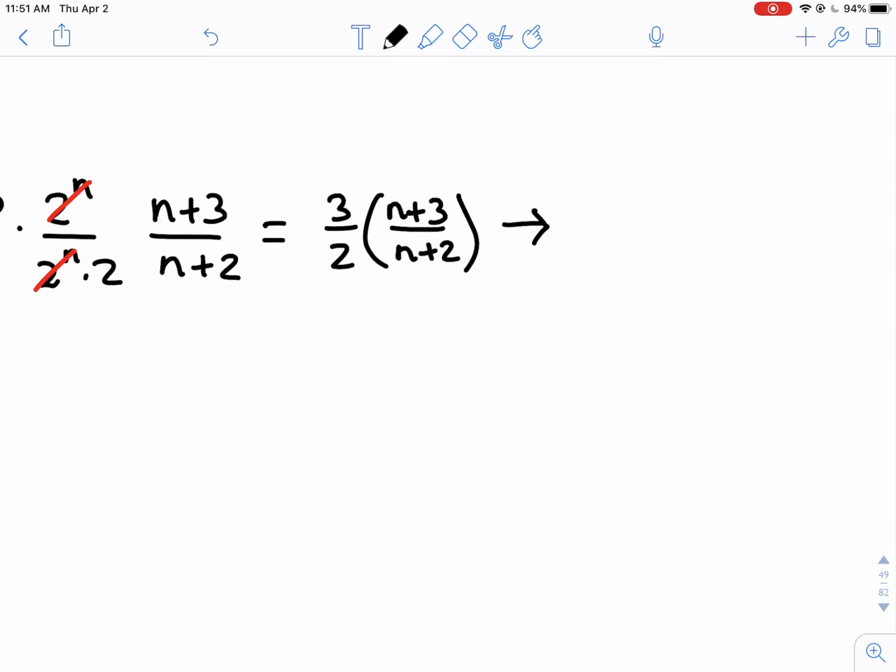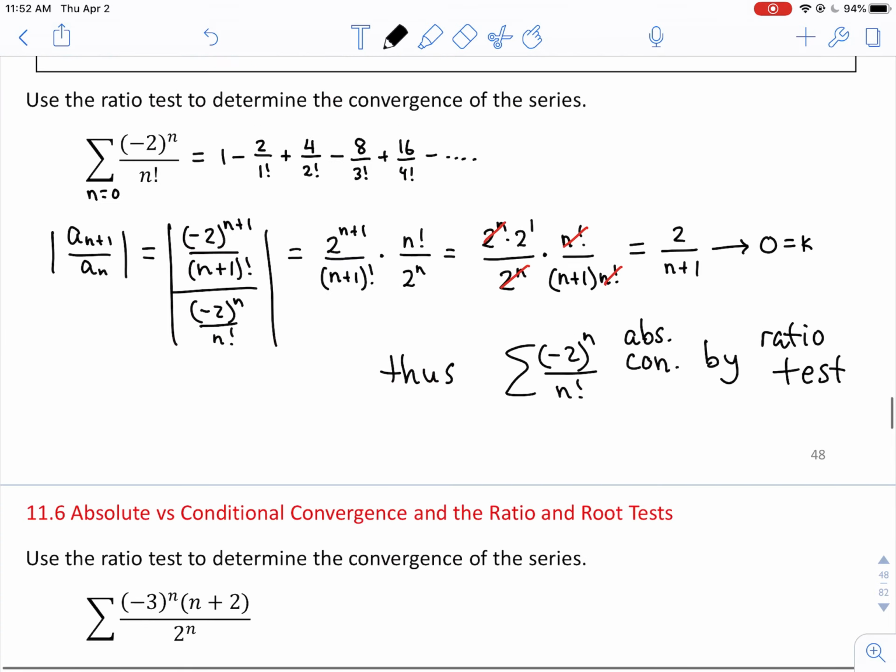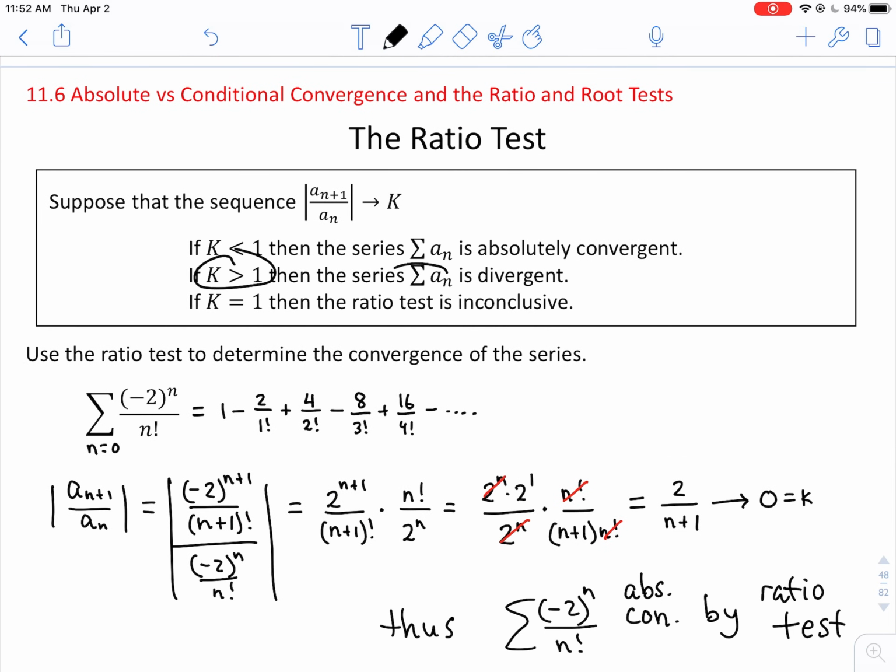And now we do a limit. As n goes to infinity, you can use L'Hopital's rule on this. This approaches 1 over 1. It's also a balanced rational function. So this approaches 3 halves times a 1, which is just 3 halves. This is our k. K is 3 halves. That's more than 1. Right, we're now looking at this case here. Therefore, the series is divergent.